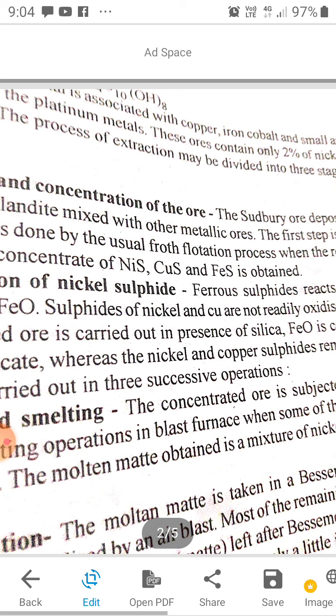Bessemerization. The molten metal is put in a Bessemer converter to convert them into different types of compounds. Conversion of Bessemerized matte into pure metal can be done by the Mond process. The matte is first roasted in order to convert nickel into oxides, and then the oxides are heated to produce the pure form of metal.